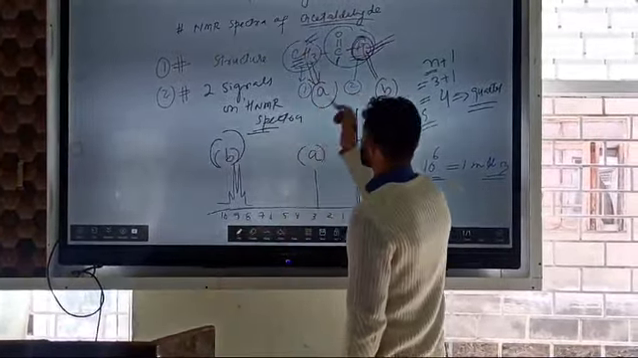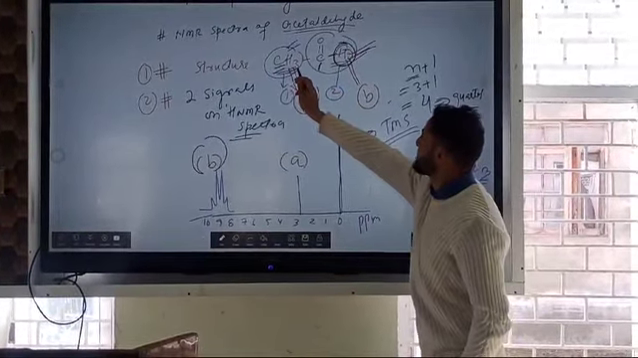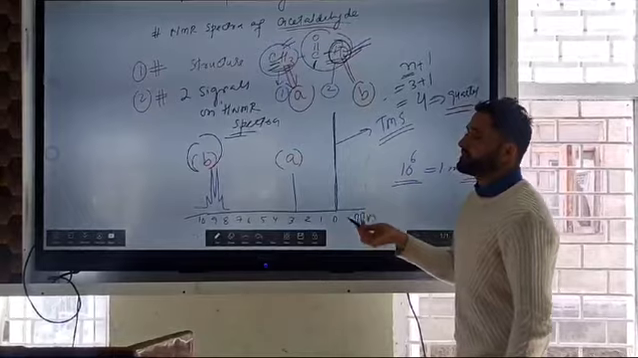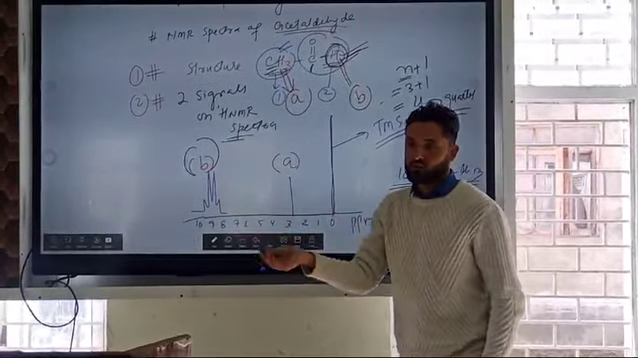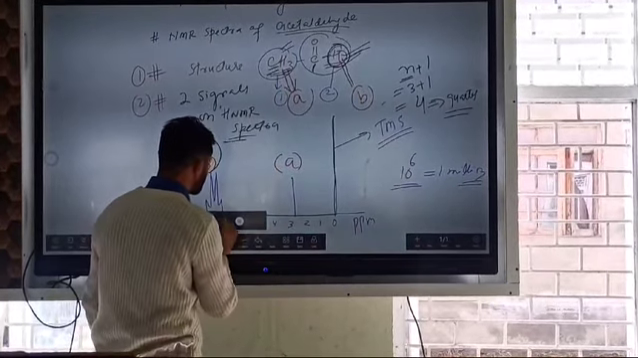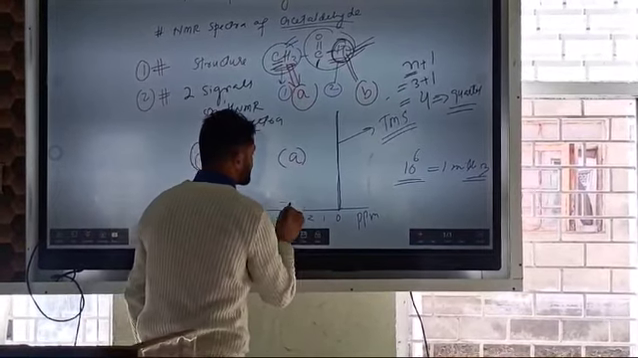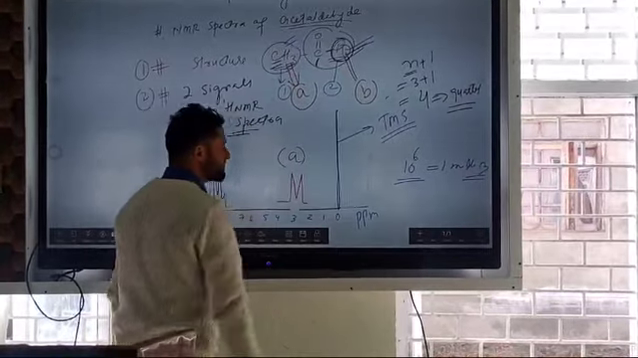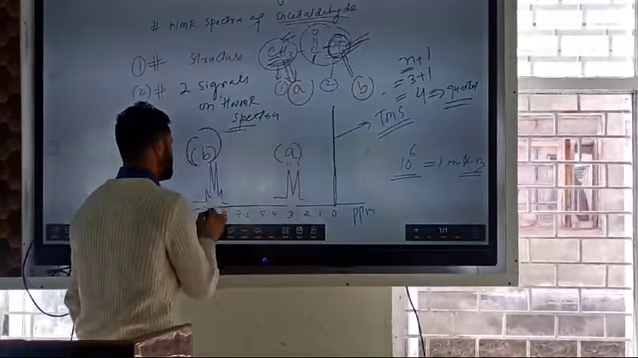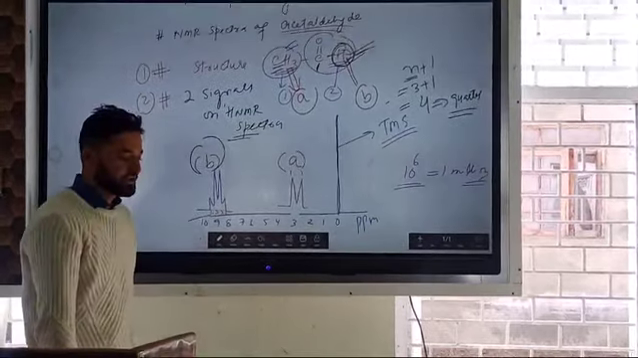Now we have one more proton, which is CH3. What would be its multiplicity? These protons have basically only one neighboring proton. According to n+1, it would be 1 plus 1, which means 2. 2 means nothing but the doublet. Let's draw the doublet over here. The most important thing is, what will be the intensity of the doublet? 1:1. So the intensity over here would be 1 to 1. The intensity over here would be 1, 3, 3 and 1.